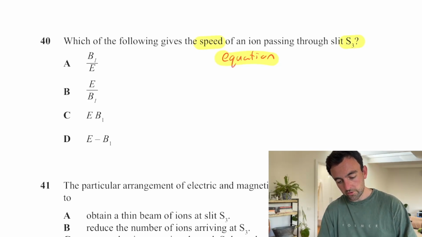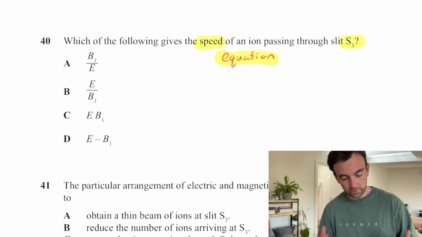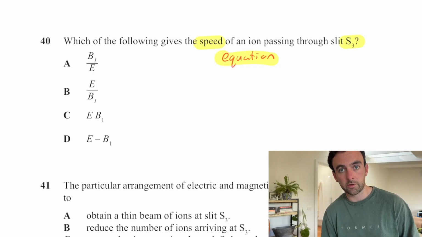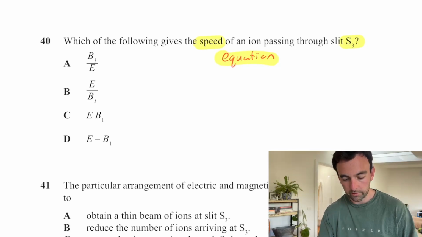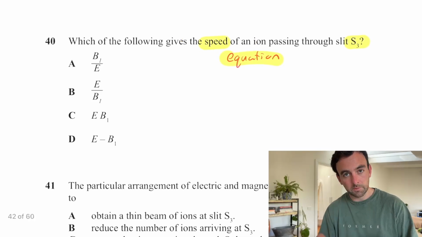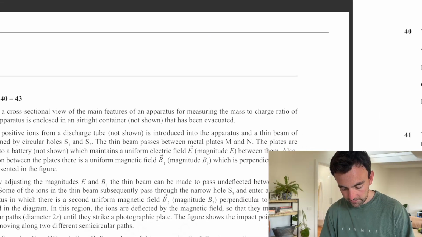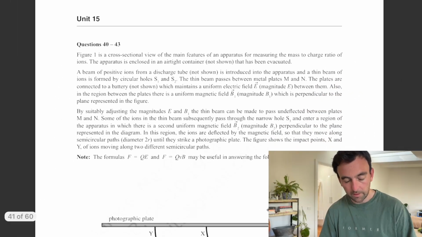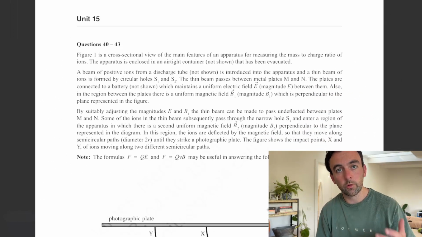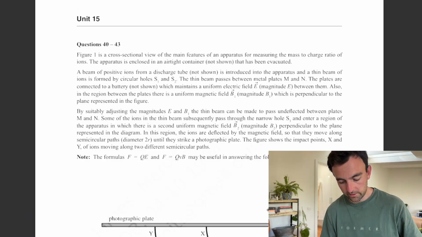But it just shows you that it is possible to reduce any of these questions into 3 words. Now, once we've got the 3 words, we then want to just remember that. So speed, equation, S3, and we want to go back to the stem and skim through it for those 3 words and absolutely nothing else.